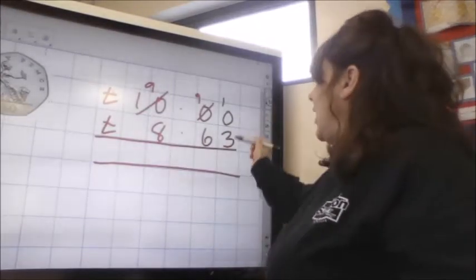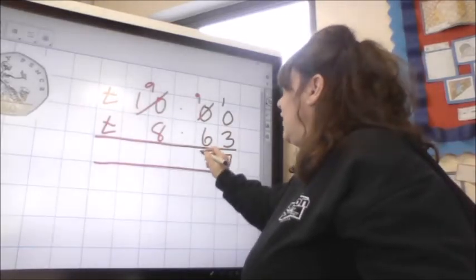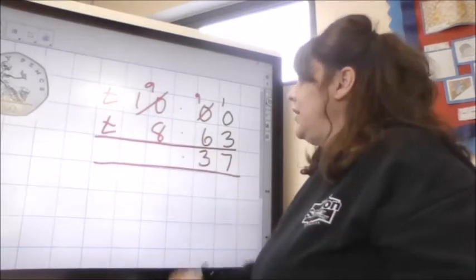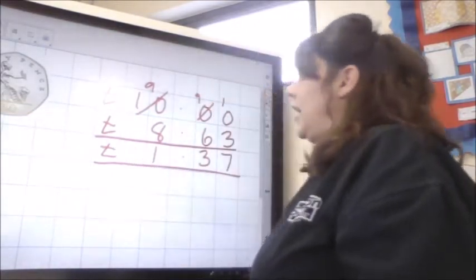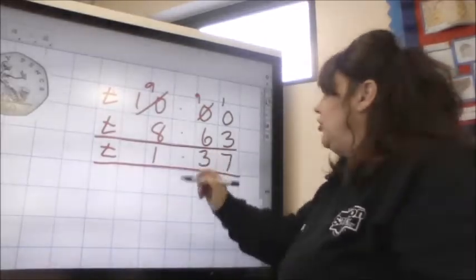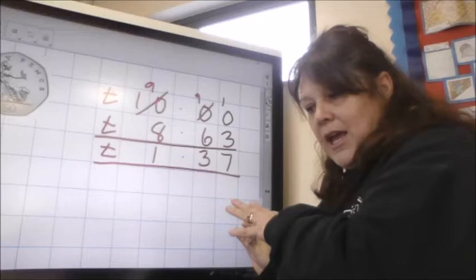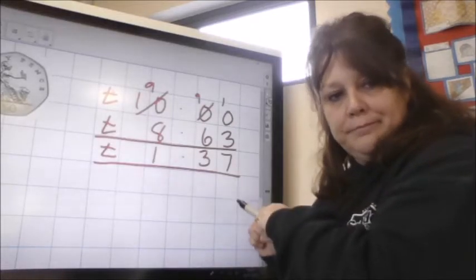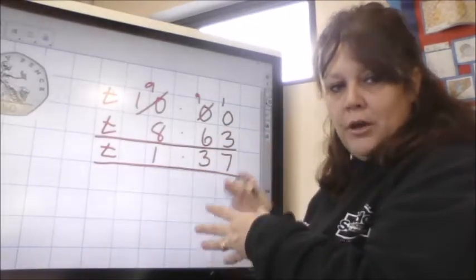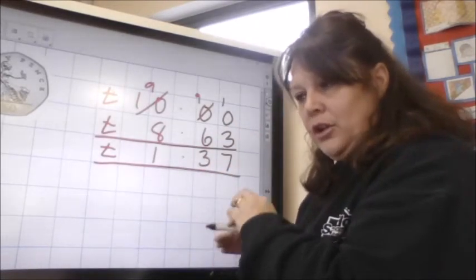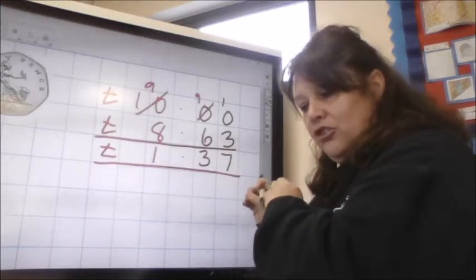So 10 take away 3 is 7. 9 take away 6 is 3. Decimal point in. 9 take away 8 is 1. And I've got £1.37 change. I set it out exactly the same way. So you've had a look at both those, and I'm sure that when you look at your page, you'll be able to have a go at each of those.